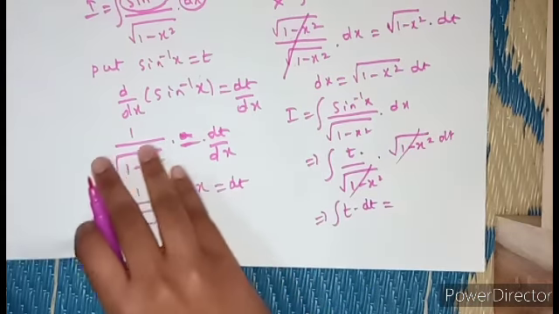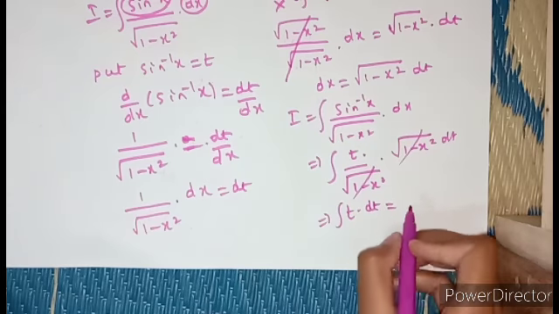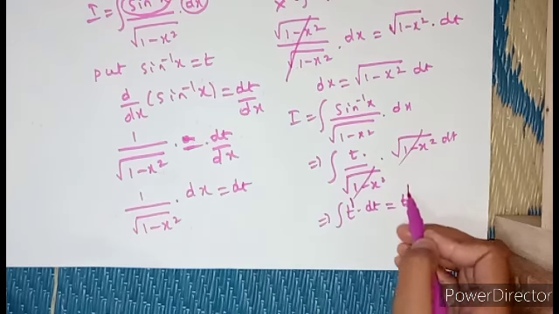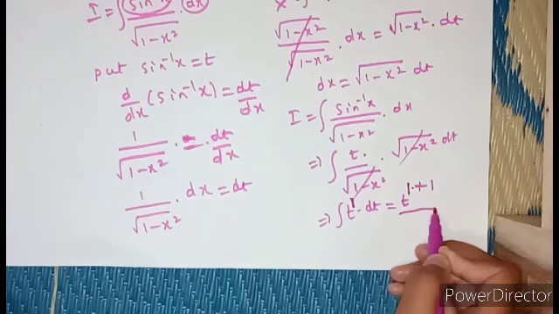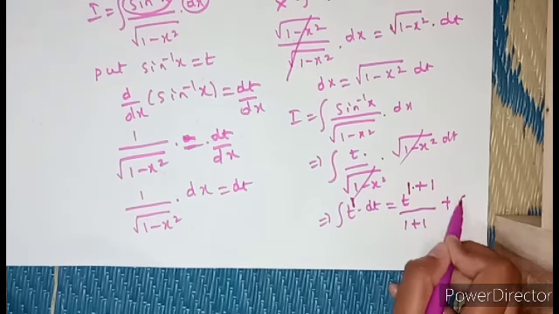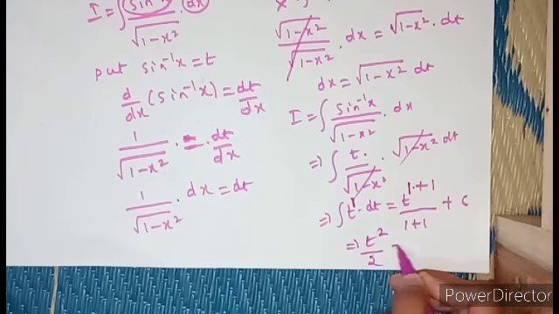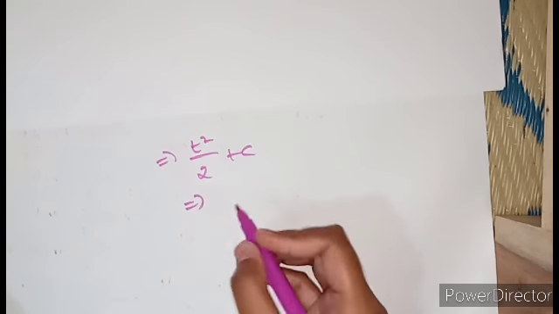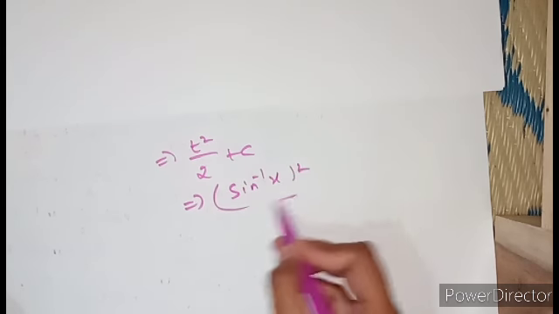See, this is of the form integral of x power n dx equals x power n plus 1 upon n plus 1. So add 1 to the power of this function. The power of this function is 1, right? So add 1 to this, upon 1 plus 1, plus the integration constant. So t to the power 1 plus 1, which is 2, upon 2, plus c. Now substitute your t back. We have taken t as sin inverse of x, so the answer is sin inverse of x whole square upon 2 plus c.